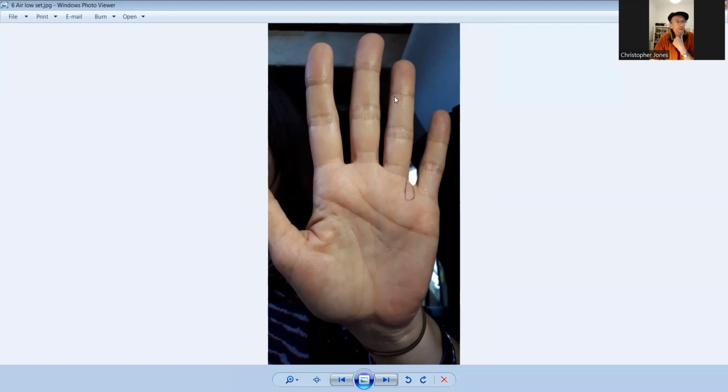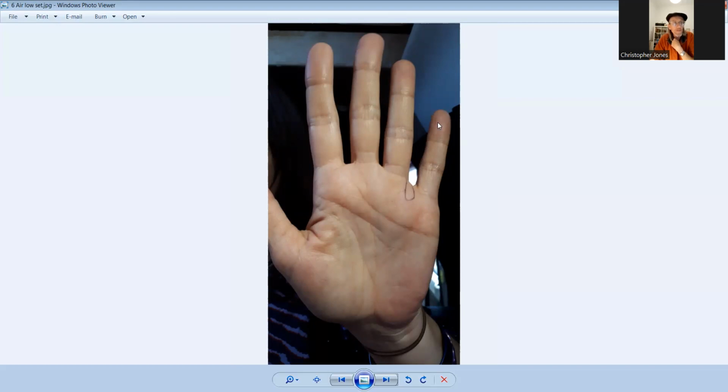As I mentioned before, the ring finger should reach up to this crease here, and you can see with this hand that the ring finger is not actually reaching to that point. And if you look at the base of the finger, you can see that the finger has dropped down into the palm, and that's called a low set ring finger. The effect of that is it makes the finger look short.